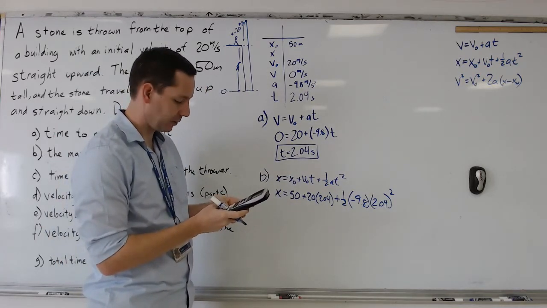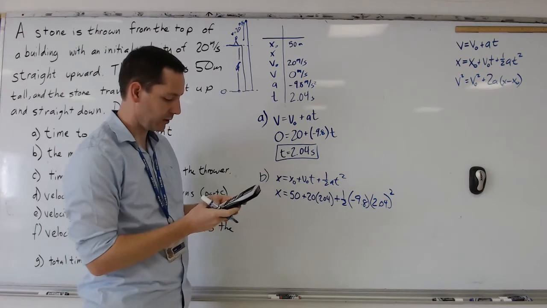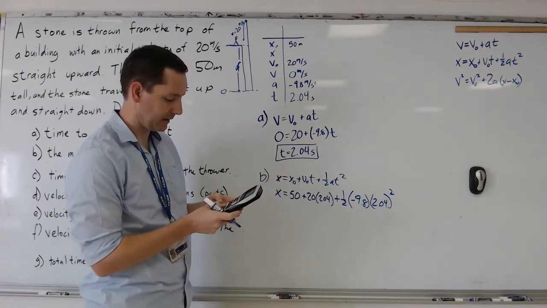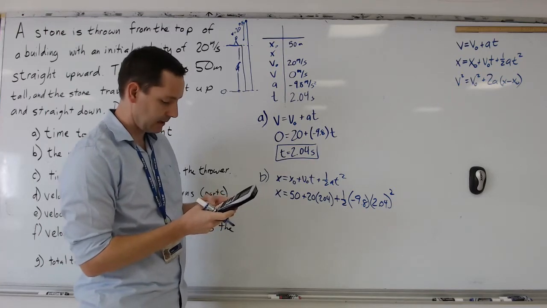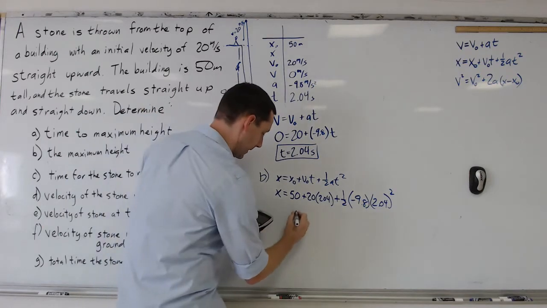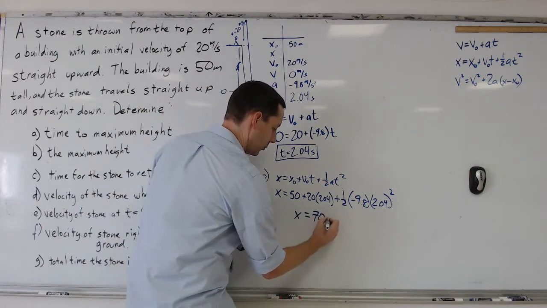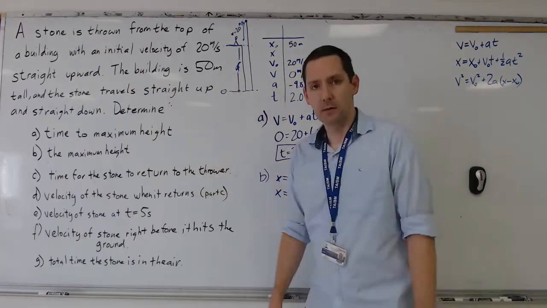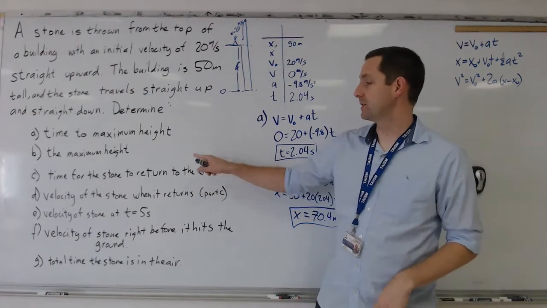We got 50 plus 20 times 2.04 plus 0.5 times negative 9.8 times 2.04 squared, and we get that x is 70.4 meters. There we go. So that's letter B. So now we're ready to move on to letter C.